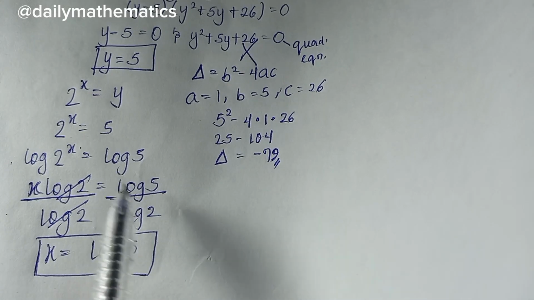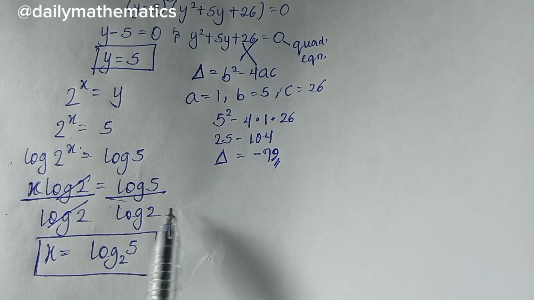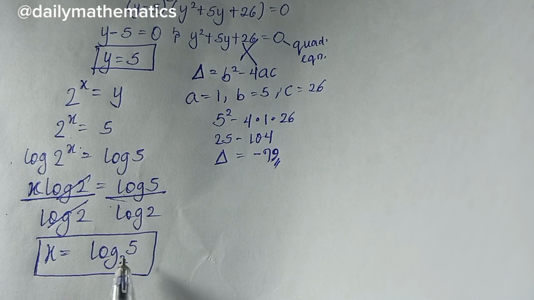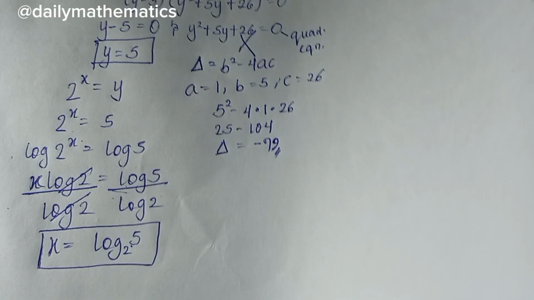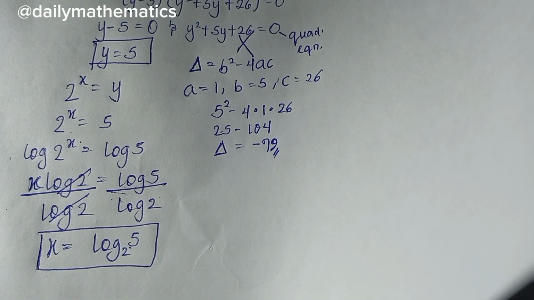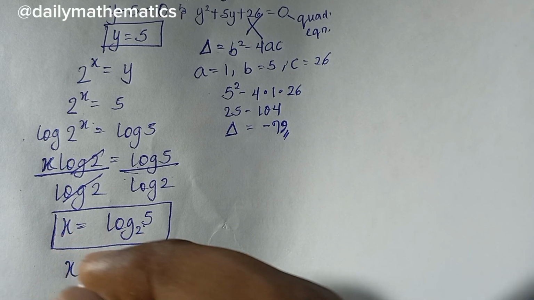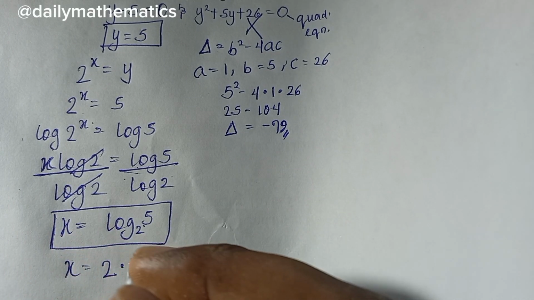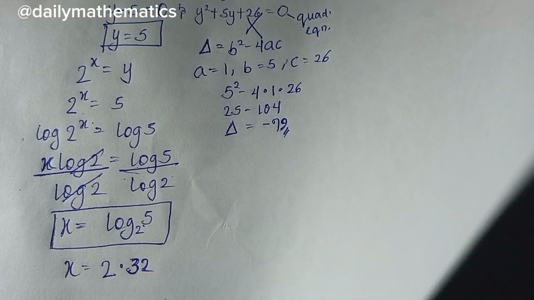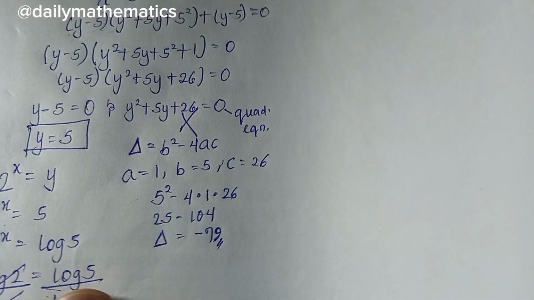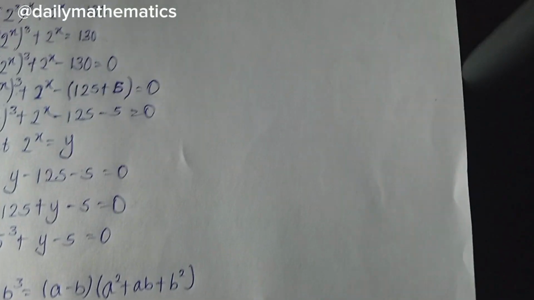Remember, when we have log a over log b, the answer will give us log a in base b, and this can also be changed back to this. It's just something like that. So this is our value for x, and the numerical value for this is 2.32. The numerical value for this is 2.32. So from here we can check our equation. We can use the algebra calculator.